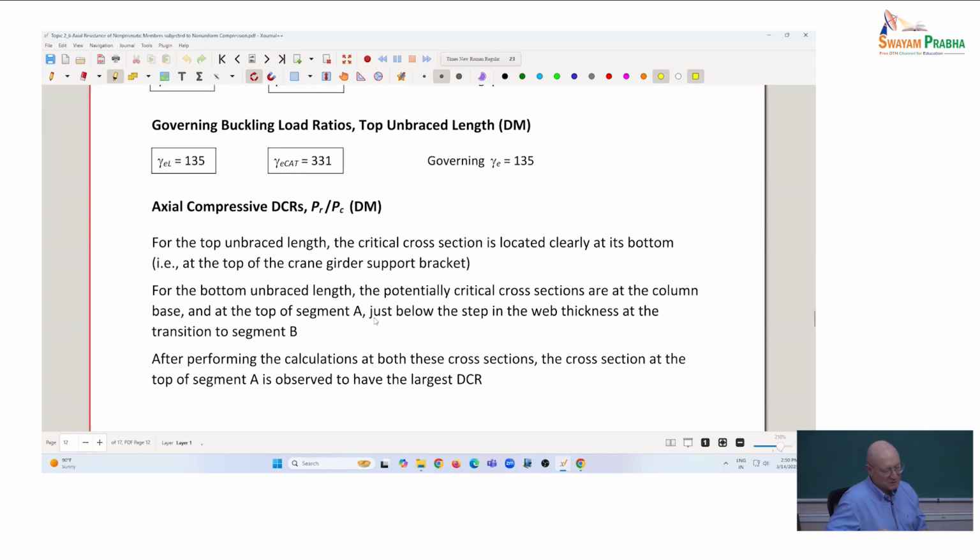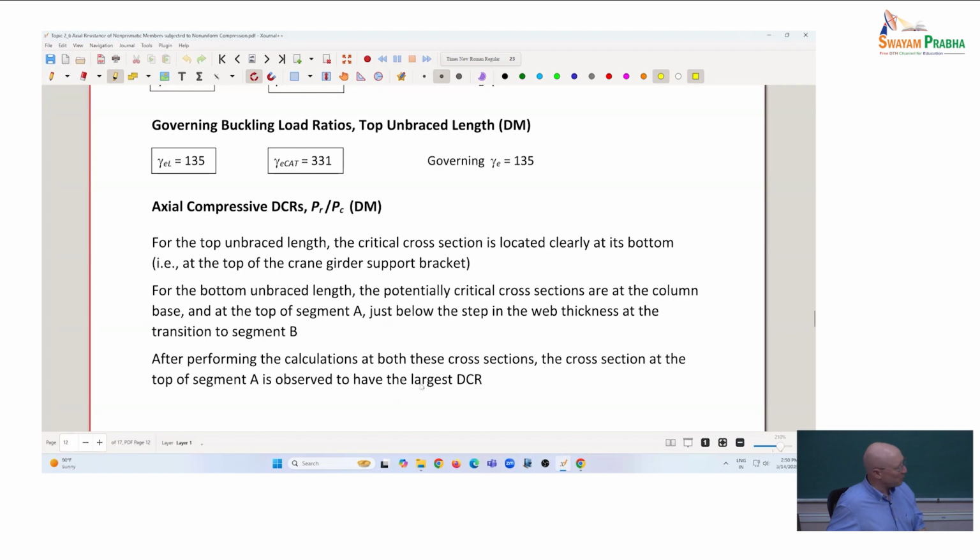For the bottom unbraced length, it's hard to determine what might be the critical cross-section, but very quickly you can zero in. I need to either check the column base or the top of segment A, and this segment A is where there was a step in a transition in the web thickness in the column.